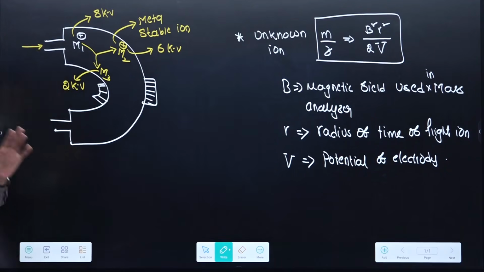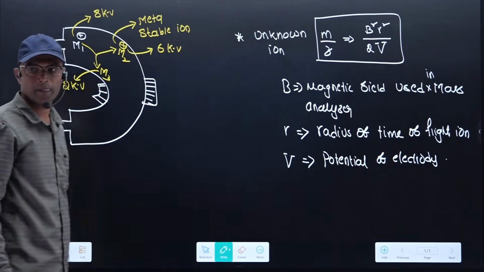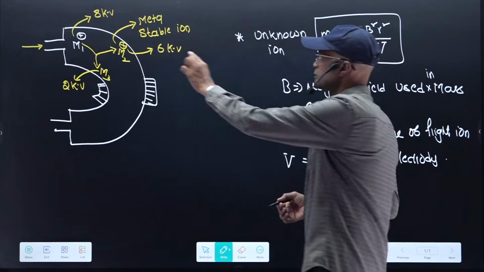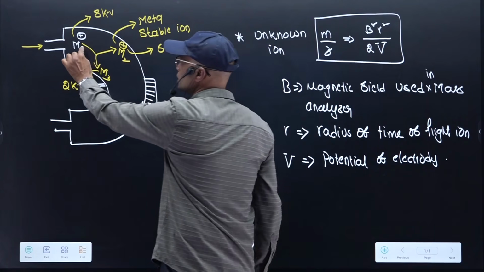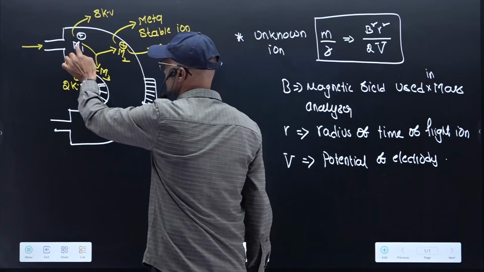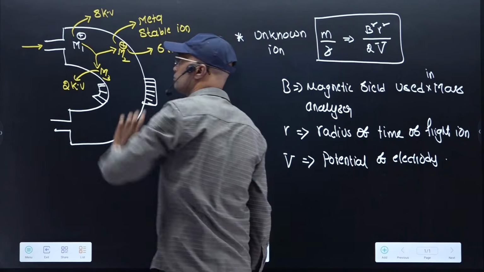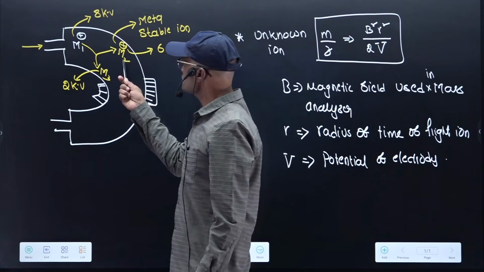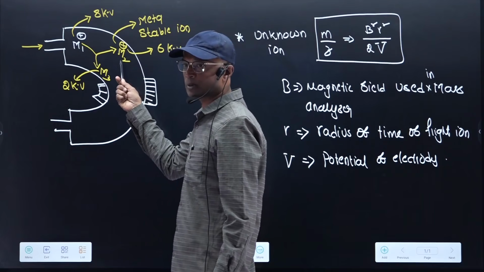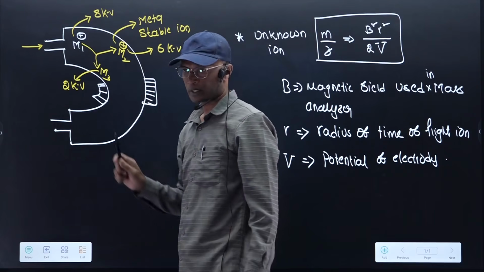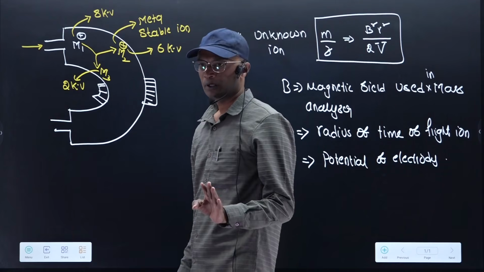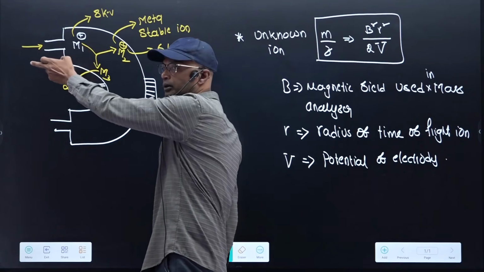So, can you define what is a metastable ion based on the explanation I just gave? The newly generated ion in the mass analyzer from a corresponding ion already generated in the ionic chamber. Is this ion generated in the ionic chamber? No. It is generated in the mass analyzer. If any ion generates in the mass analyzer, that is called a metastable ion. This ion cannot be generated in the ionic chamber.